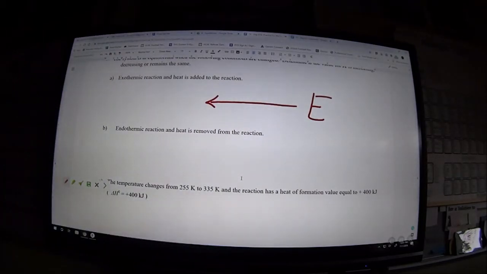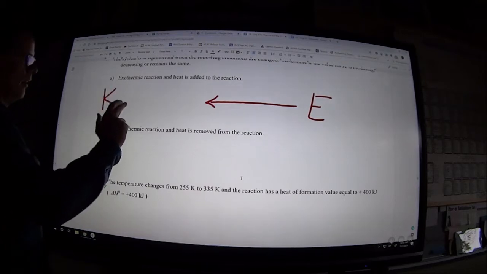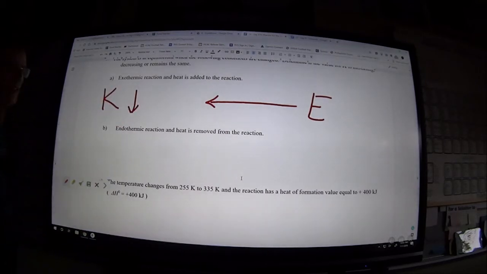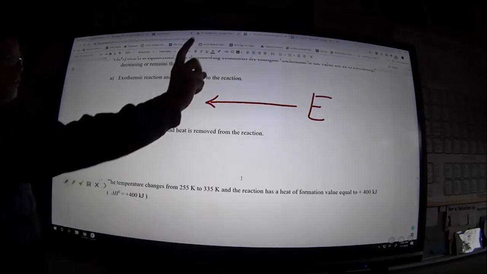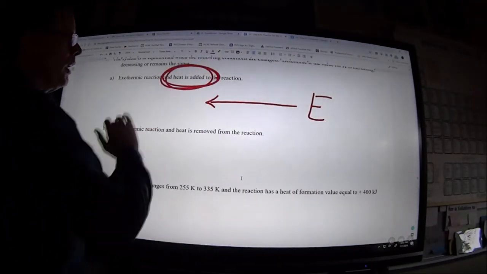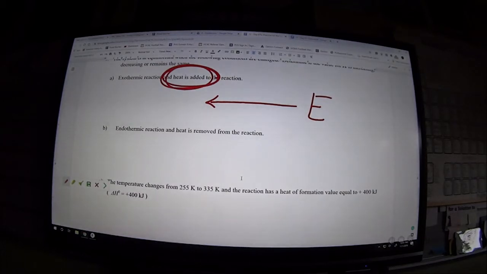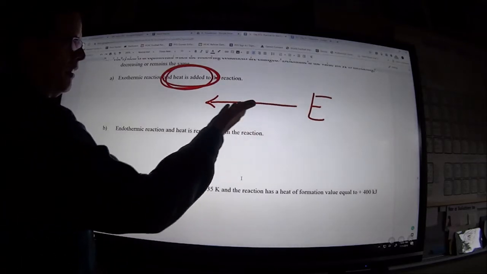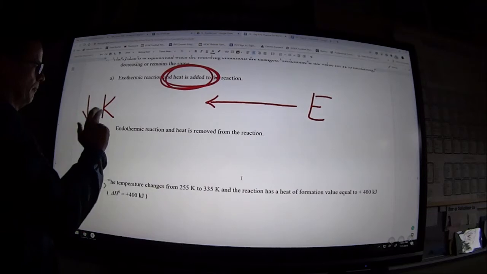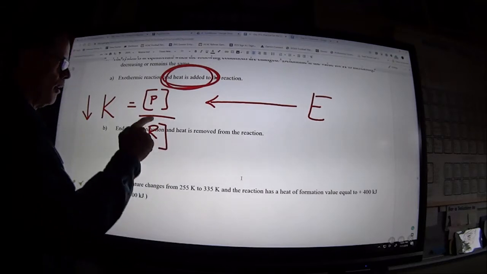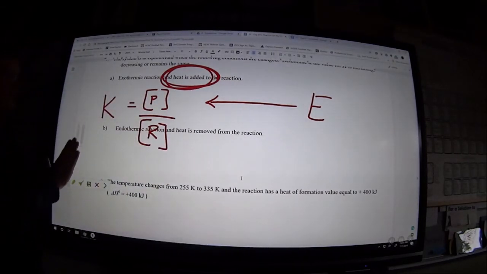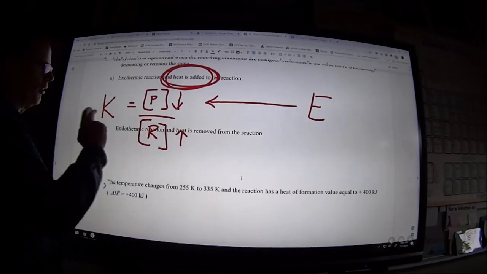So K is going down. K is decreasing. Wait, how'd you just figure out K was decreasing? So it's exothermic. You're adding something, so we shift away from the addition. Yeah, but how does that mean K decreases? Well, here's your shift right here. What is happening to the products? Oh, I see. So the products are decreasing while the reactants are increasing. There you go.